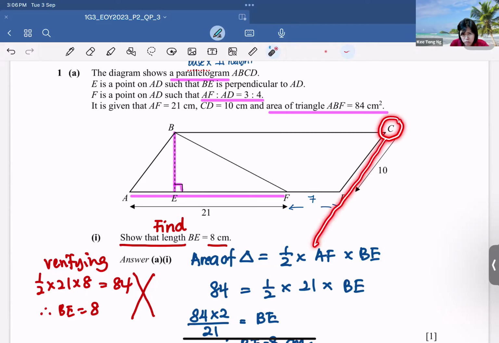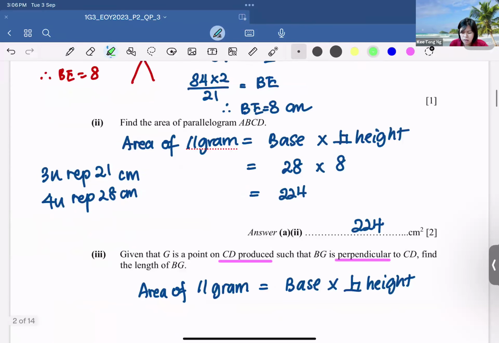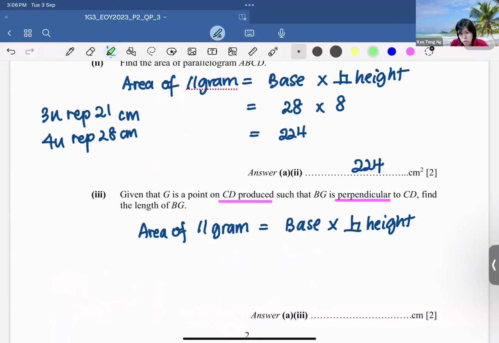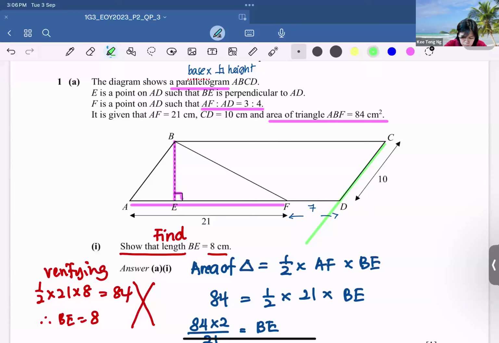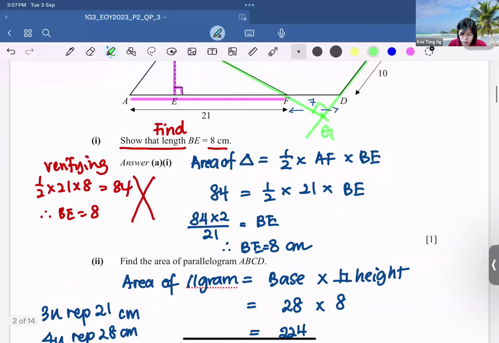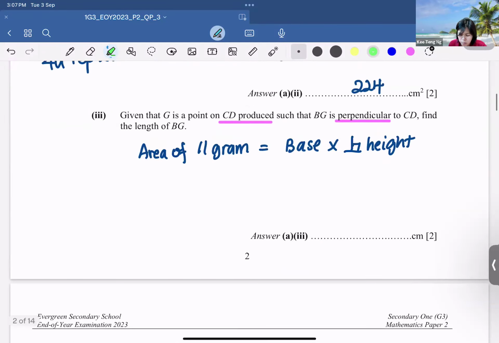So you extend it out. CD produced, I'm going to draw this a little bit longer. Then BG is perpendicular to CD. That means from point G, it's perpendicular, until I have a 90 degrees. So this point over here will be my letter G. Then the question is find the length of BG.